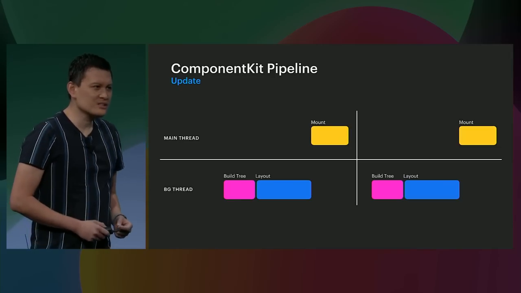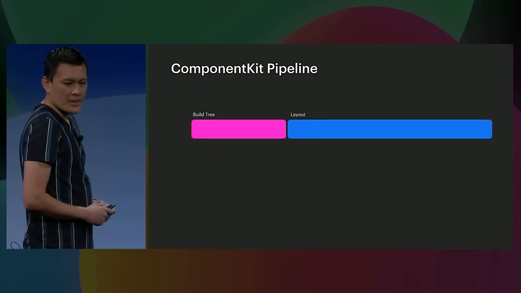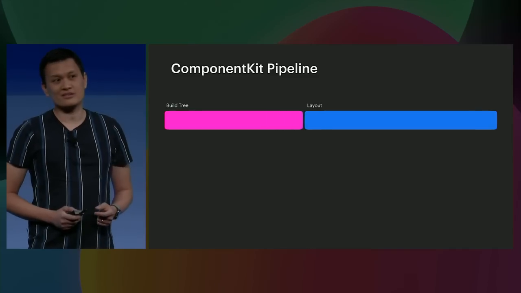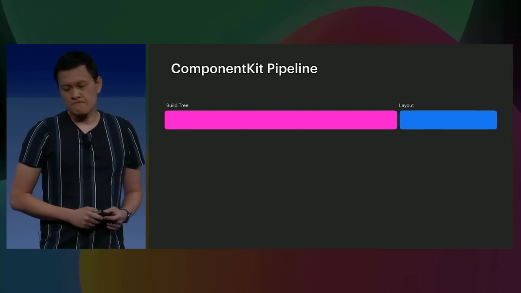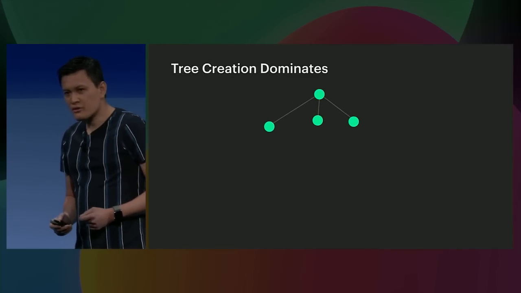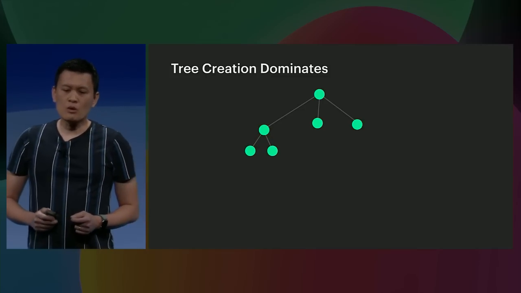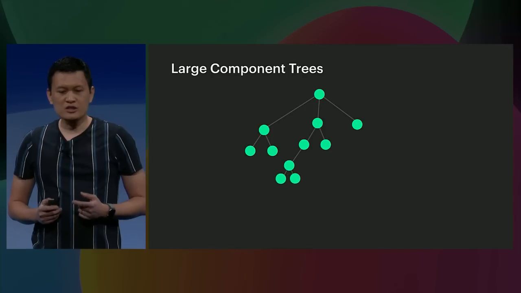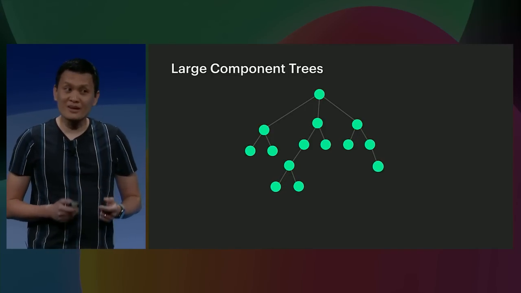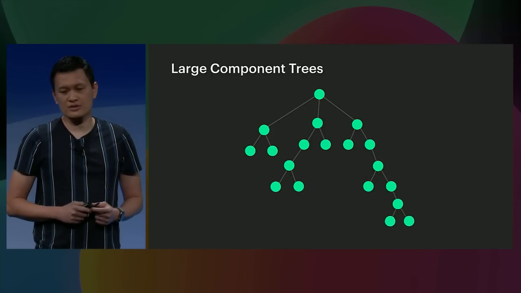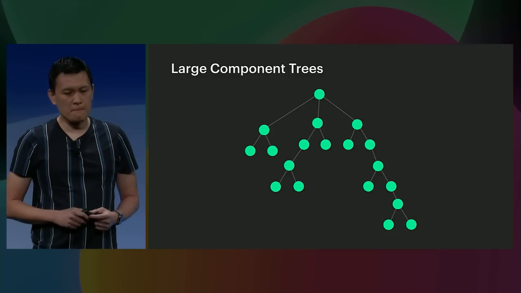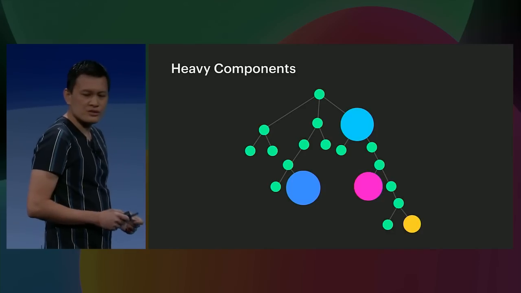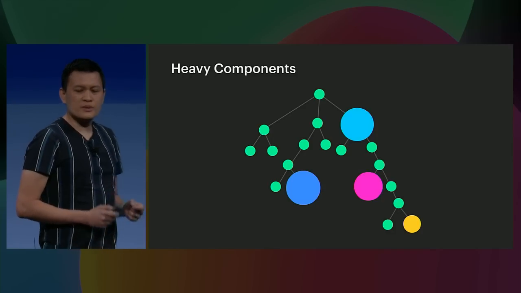These are all great things, but they're not entirely free. What we've discovered is that component tree creation often dominates over layout time. So why does tree creation dominate over layout? Well, one reason is that component trees can just get super large, because the UI can get very complex in terms of the number of individual elements that need to be represented on screen. Another reason why tree creation often dominates is that components contain product code or business logic.